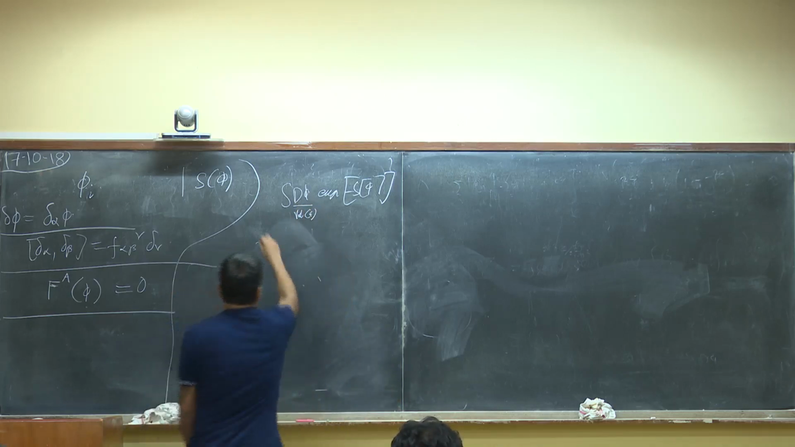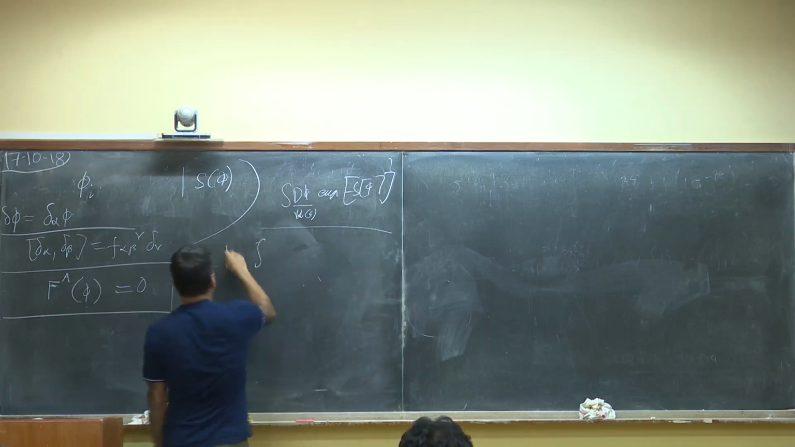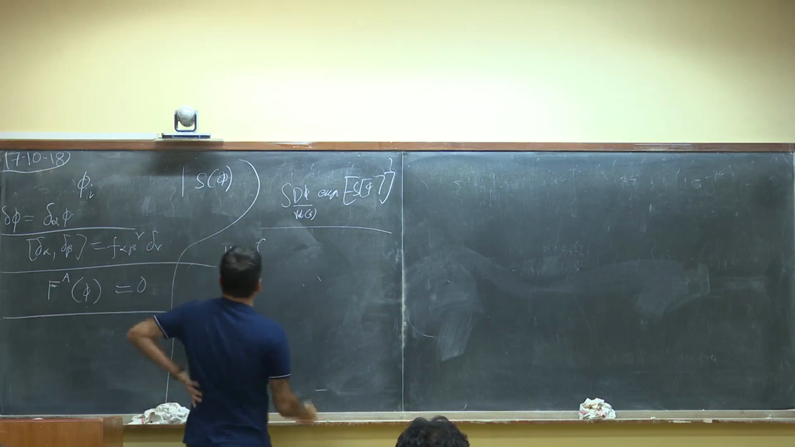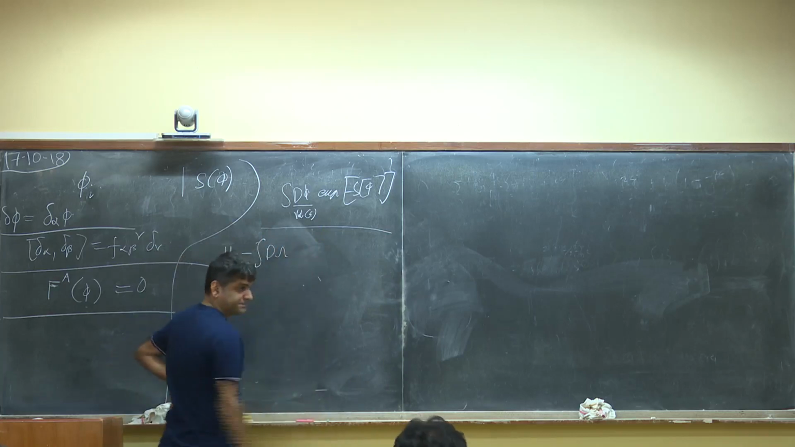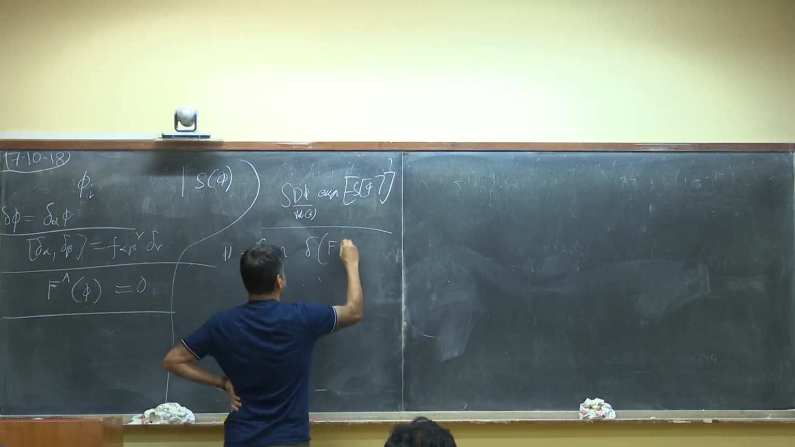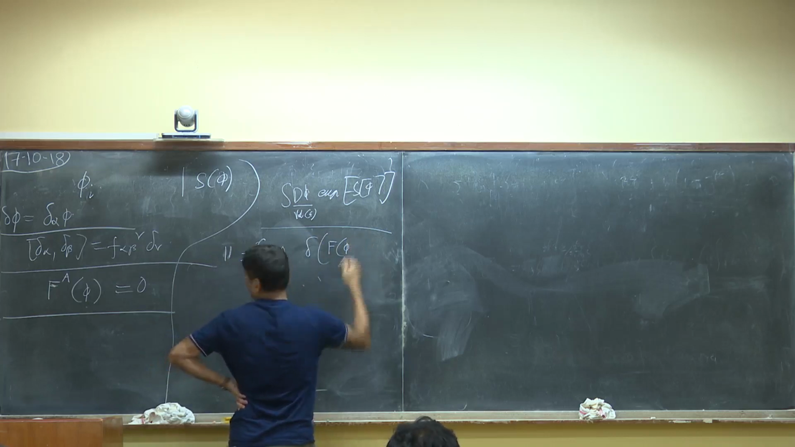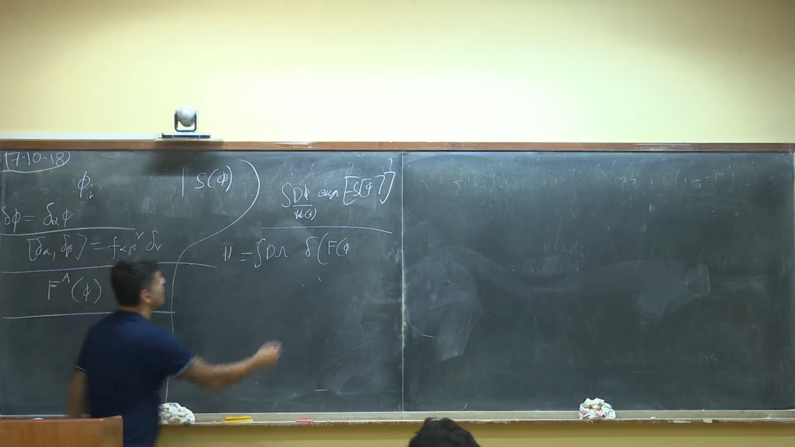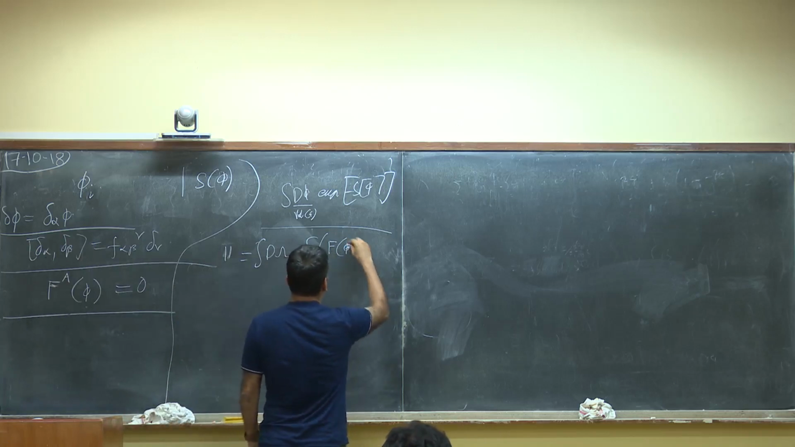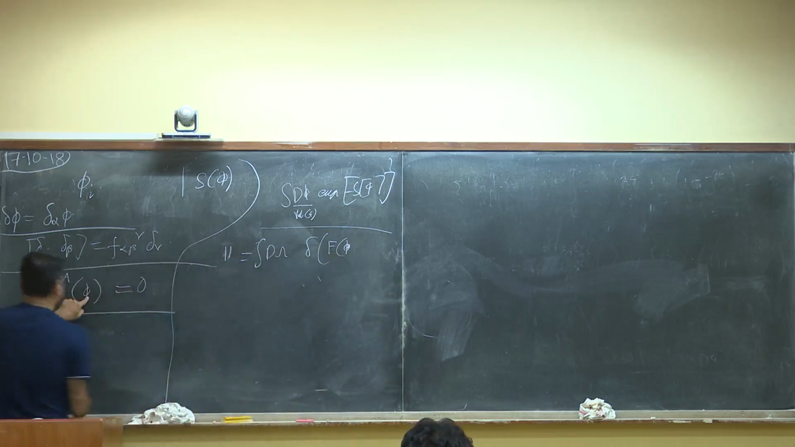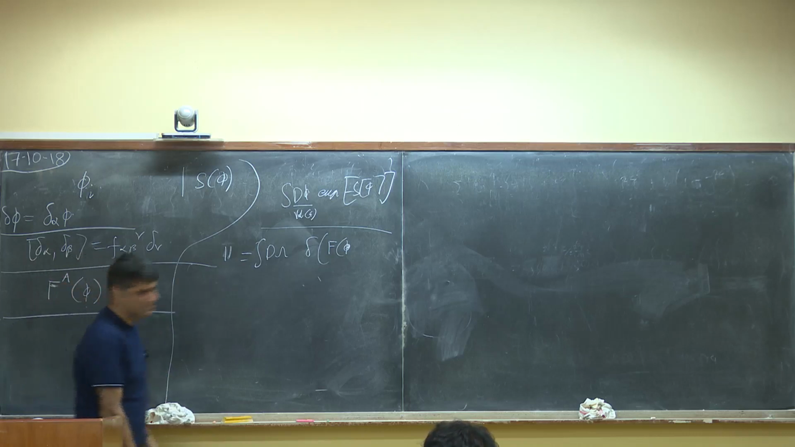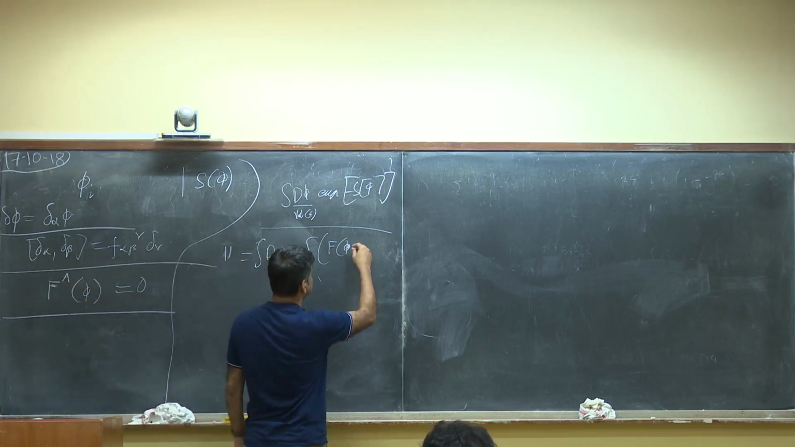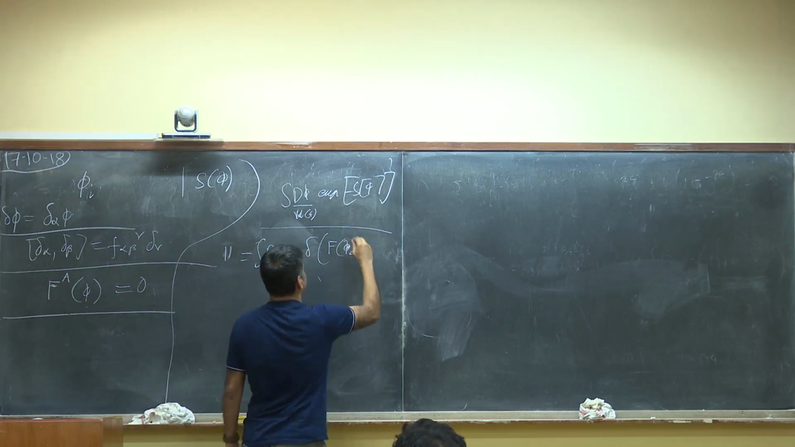Then we introduce the following identity. 1, just the number 1, is equal to the integral over the gauge group of delta of f of phi omega, times the Faddeev-Popov determinant. Here phi c is the special value such that f of phi c is equal to 0.